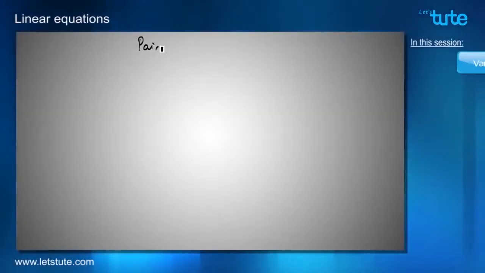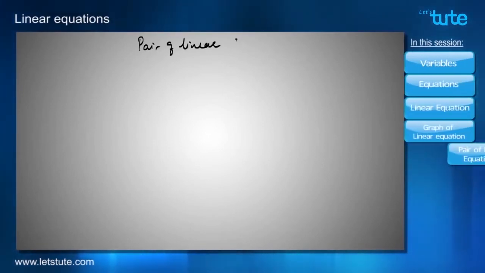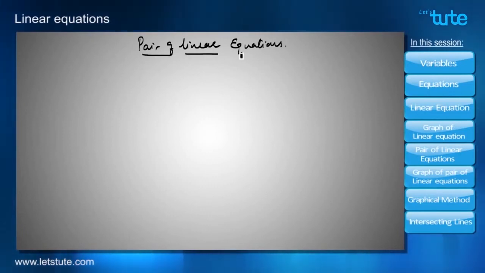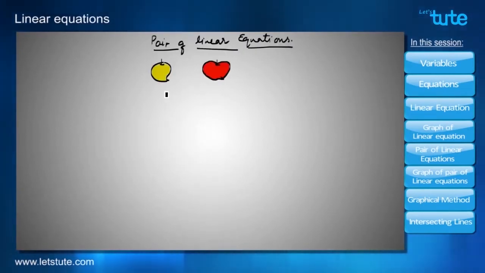Hey everyone, today we are going to learn about pair of linear equations, the basic concepts and the basic terminologies. For understanding this, let's consider a situation. I went to a fruit shop and bought one mango and one apple. That shopkeeper charged me 12 rupees for one mango and one apple. I was coming home thinking about the individual prices.